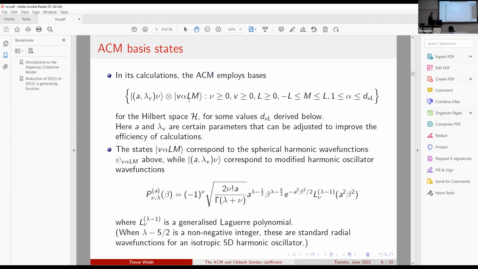So as I mentioned, these states correspond to the spherical harmonic wave functions, while these correspond to modified harmonic oscillator wave functions. So there's the explicit expression. It'll look quite familiar to you, but there's a slight difference because we've got these two parameters, A and lambda, in there. I mentioned there that this is a generalized Laguerre polynomial. And also mentioned there that when lambda minus 5/2 is a non-negative integer, these are standard radial wave functions for an isotropic 5D harmonic oscillator.